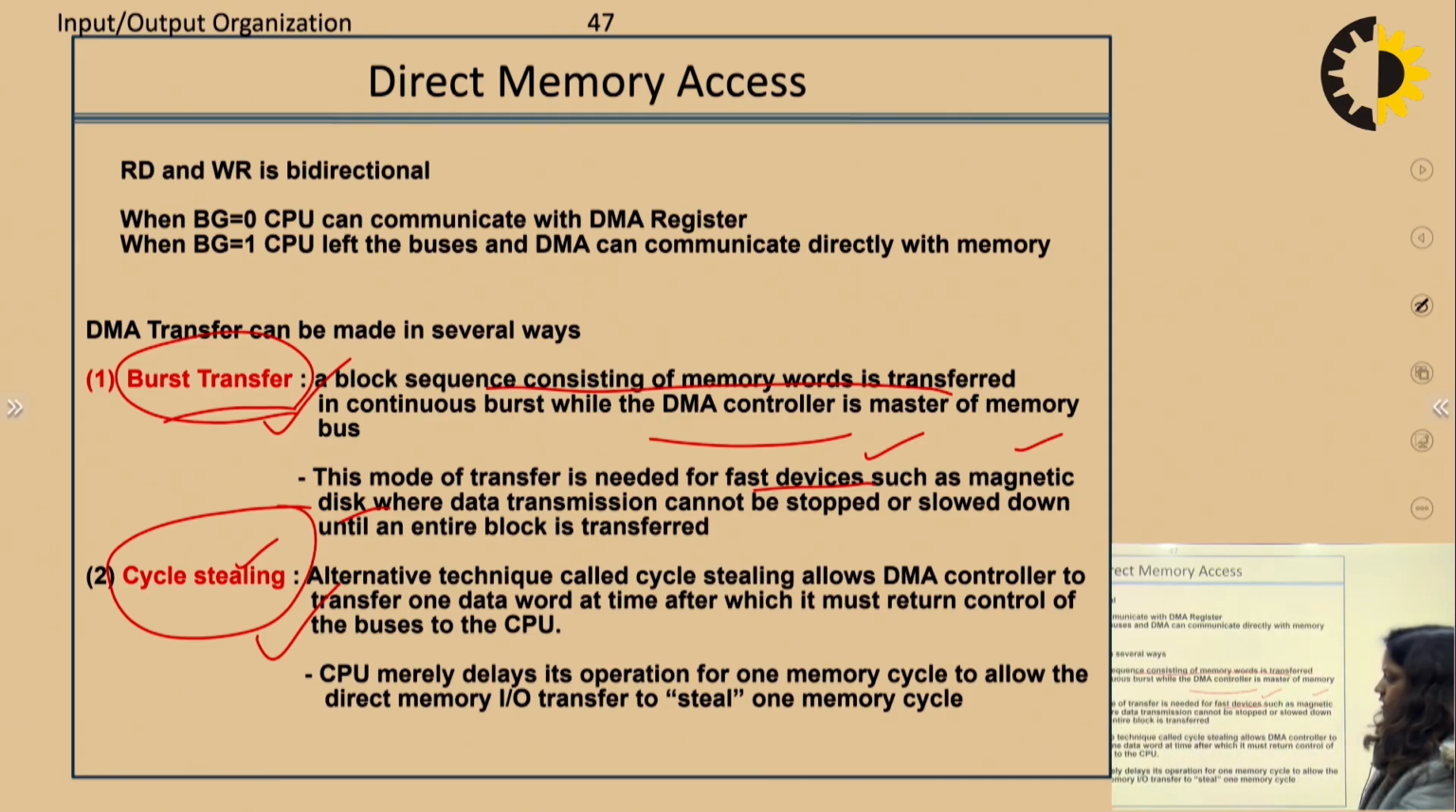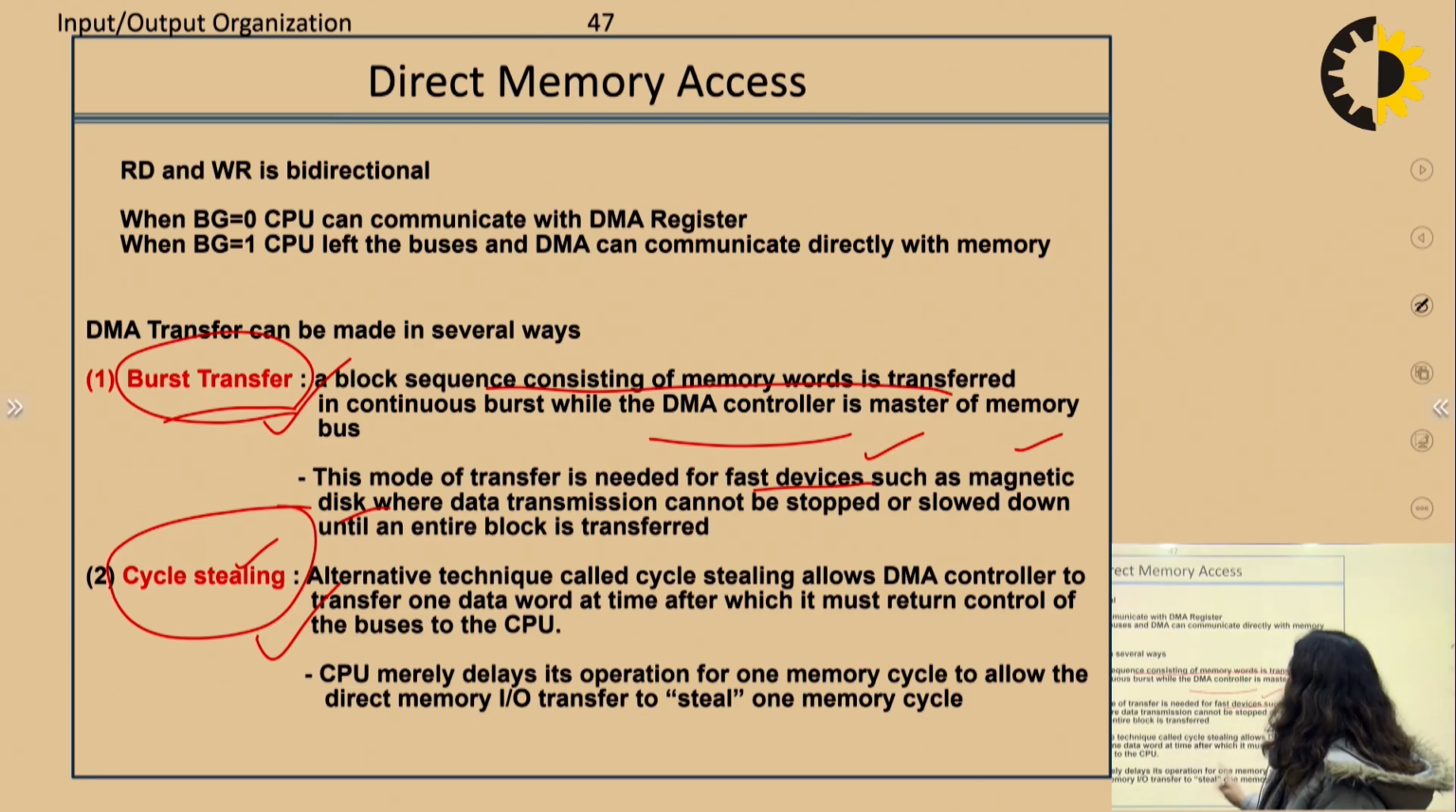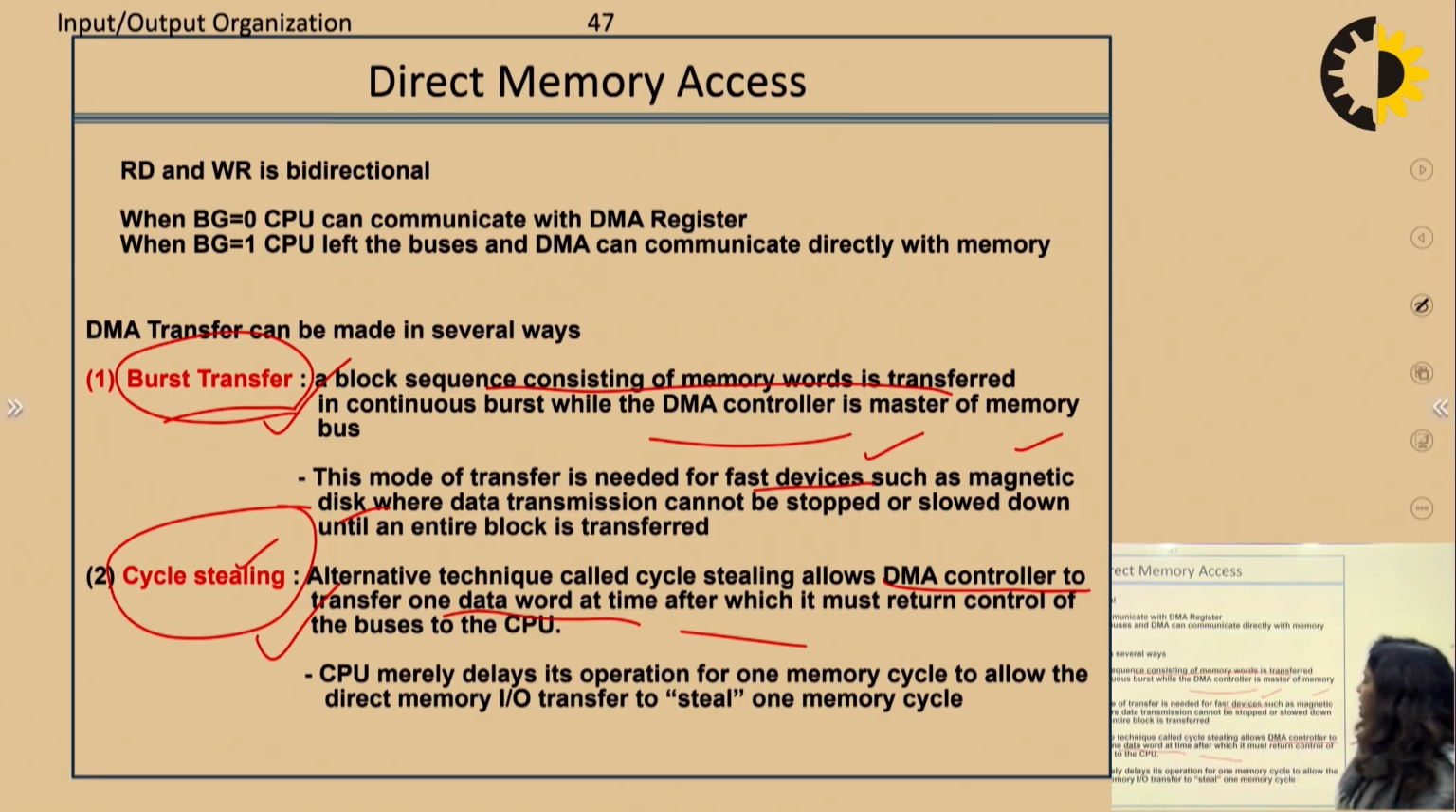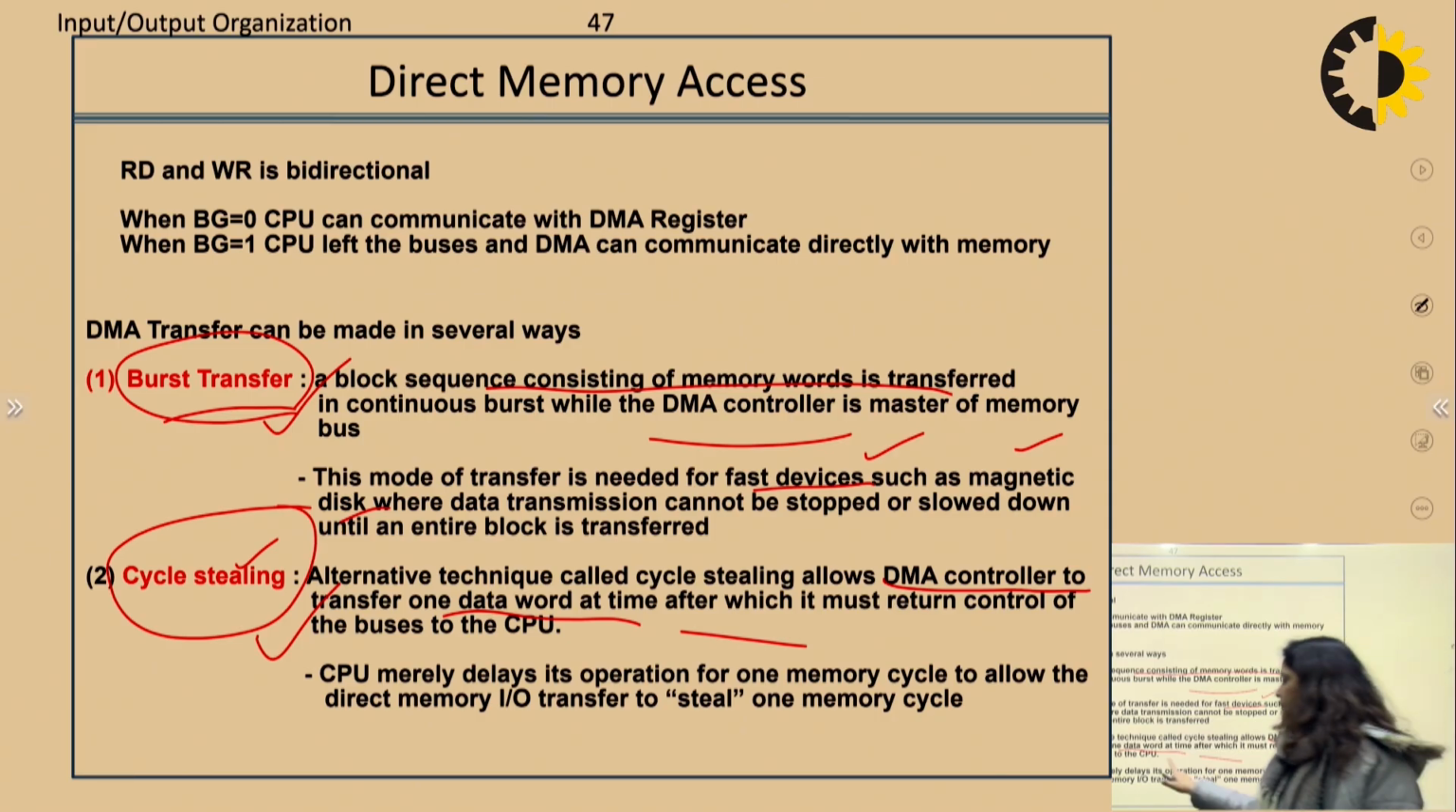So another phenomenon is cycle stealing. Cycle stealing is a technique where the DMA controller will request only one data word at a time to be transferred from the CPU, by stealing one clock cycle of the CPU. Suppose the CPU is working on a 10 clock cycle right now. It will be transferring the data for 10 clock cycles.